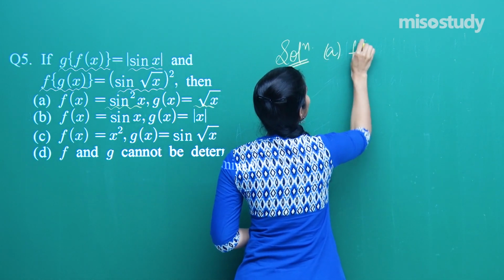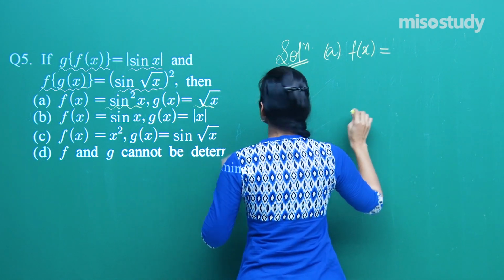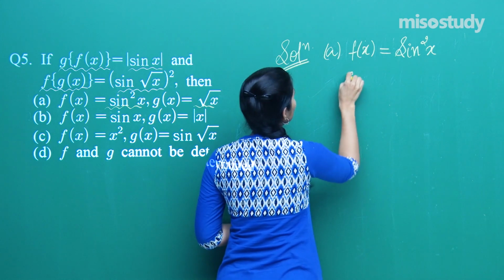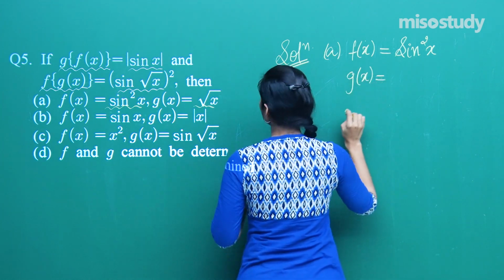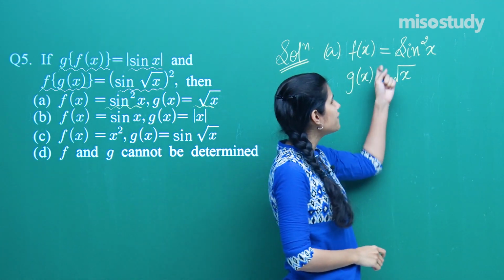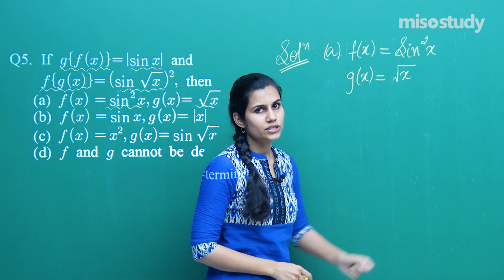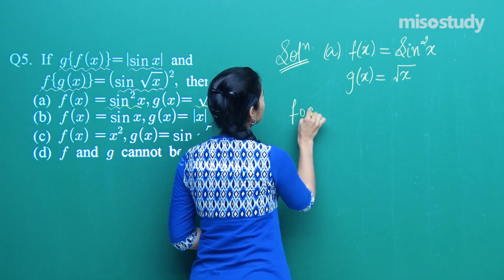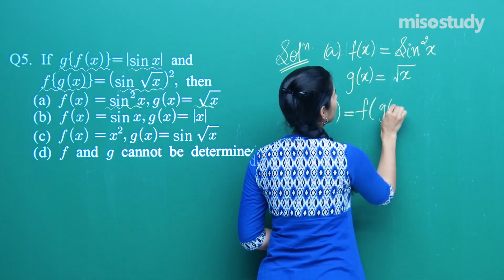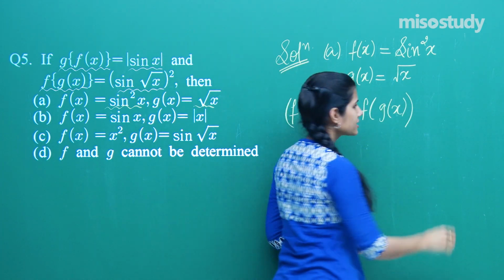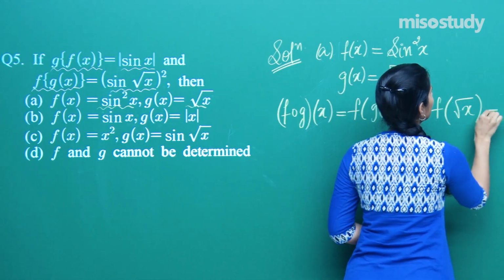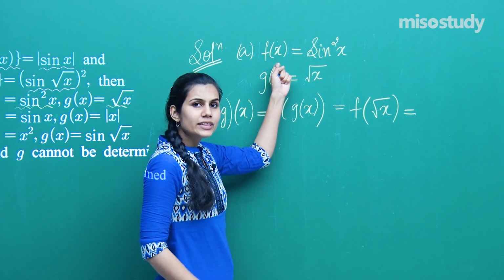A says f is sin square x and g is root x. In that case, let's see with this f and this g, what is FOG and what is GOF. So, FOG of x is f of g of x, which is f of root x, and what does f do with any input?